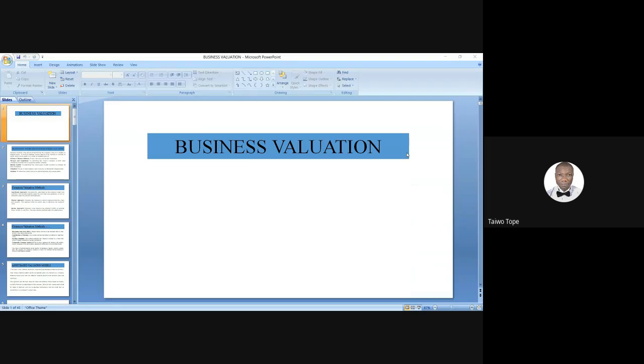So another point why we value a business, why business valuation will likely set in, is when we look at issues of shareholder and partnership disputes.